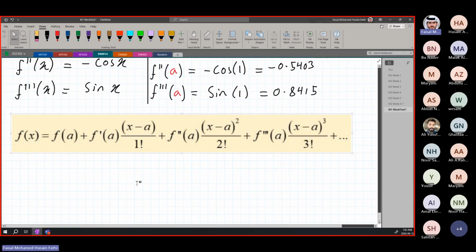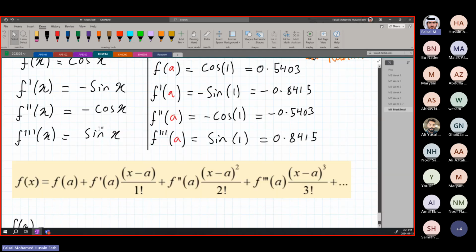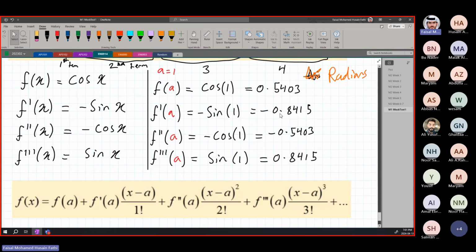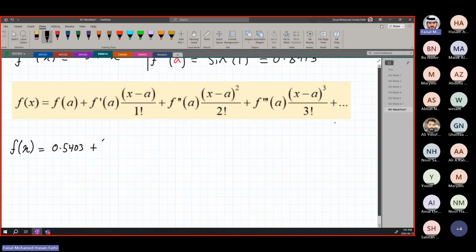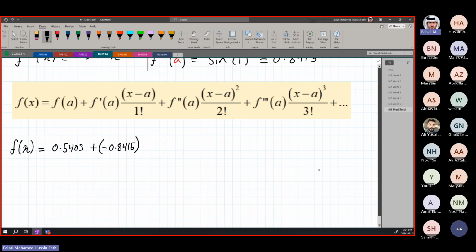So I'm just going to copy paste this down. So we start: f of x is equal to f of A. What is f of A? It is 0.5403 plus f prime of A. What is f prime of A? It is minus 0.8415. So minus 0.8415. Remember, do not make mistakes with your signs here.